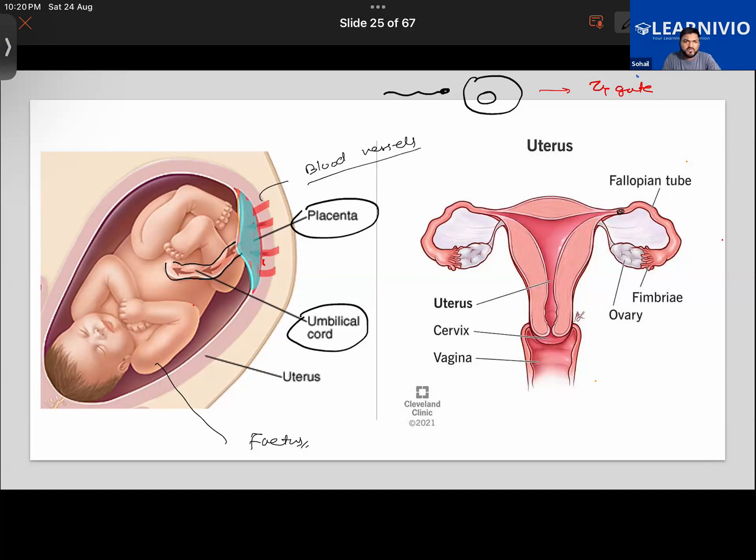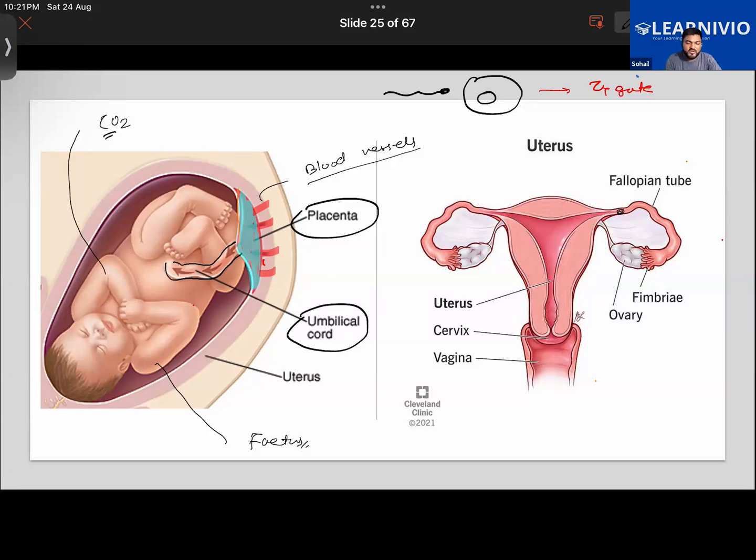Furthermore, what about the removal of waste? The waste will also be produced in the body of the baby. So there also the umbilical cord and placenta will be helping. Whatever waste will be produced in its body, like carbon dioxide, is a waste that will be produced in the body right now.